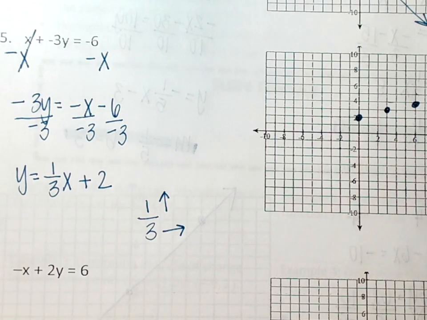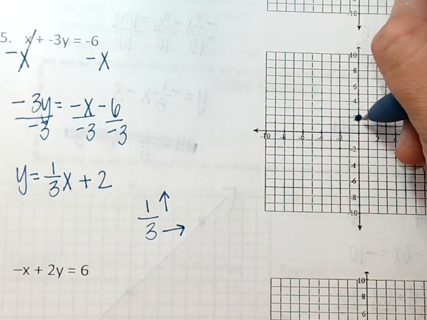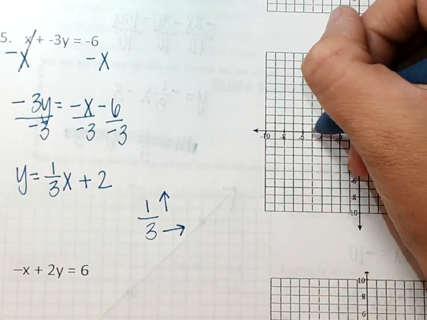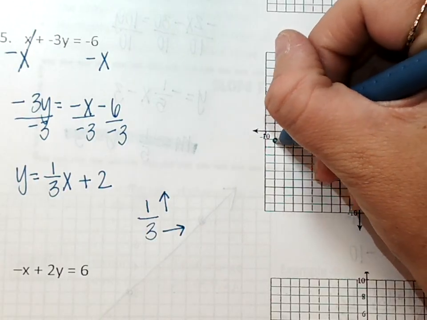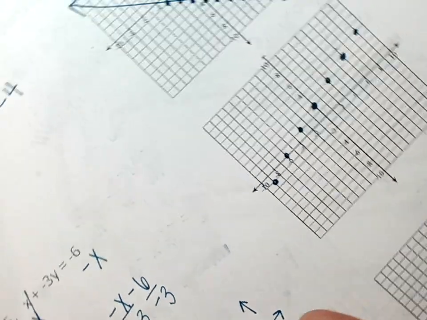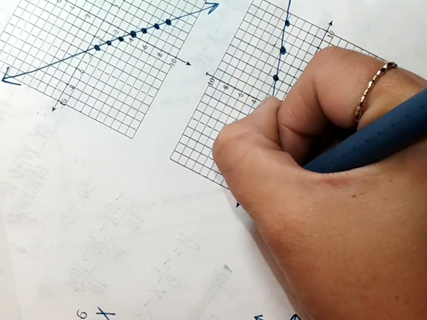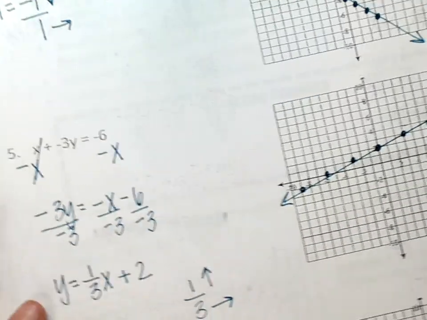Okay, again, how do you go the other way? What direction would I go? Down 1, left 3. Down 1, left 3. Okay, you don't have to do all those points. 3 is sufficient, but it just kind of helps make your line straighter. That one's still not great, okay?